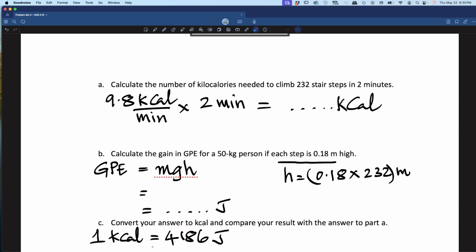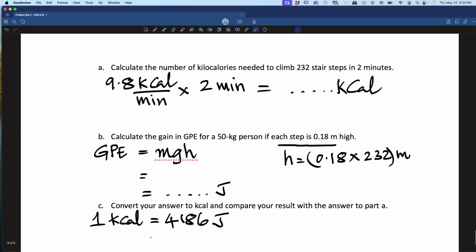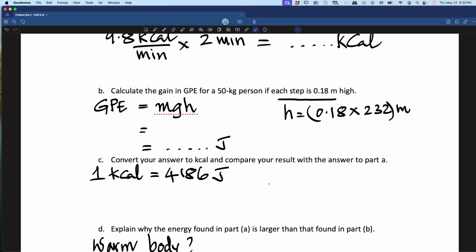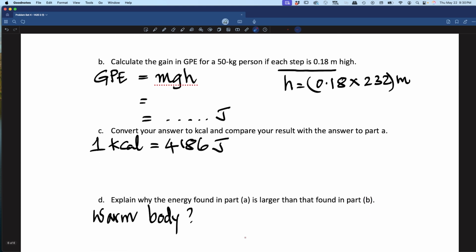We've done that a couple of times before. And also you have to compare your result with the answer to part A. So you got an answer here, right? Compare that with what you get when you change it into kilocalories. And you will see that the energy in part B is smaller. Why? Actually, part C, it should be part C. Okay. It'll be smaller. I've given you a clue here because the body requires energy even when not doing anything.